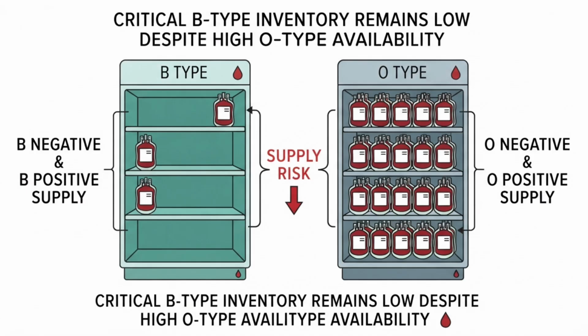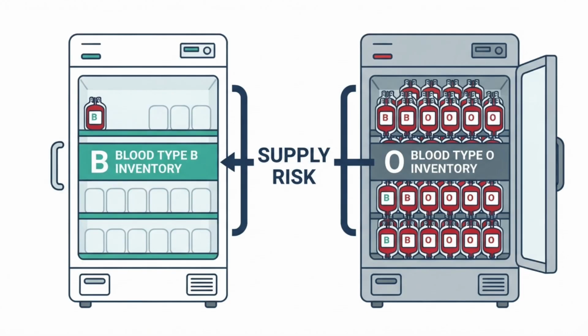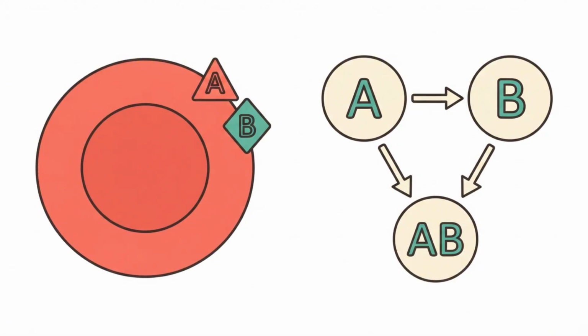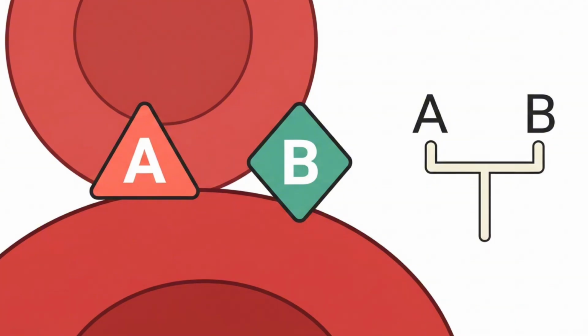Type AB blood. Type AB is the rarest of the four major ABO types, found in only a small slice of the population, and it's rare precisely because it requires inheriting both the A version and the B version of the antigen gene from two separate parents.